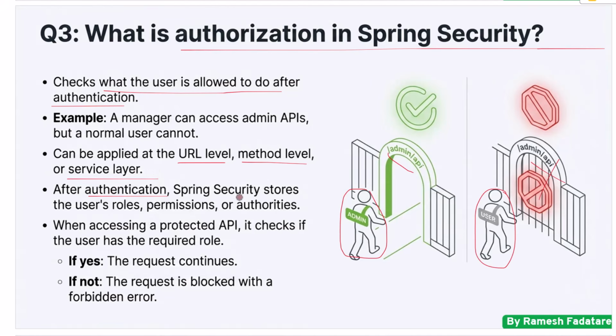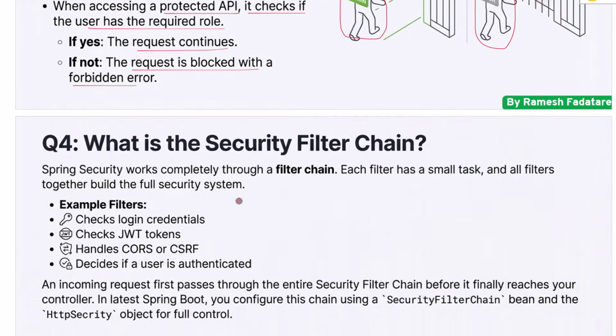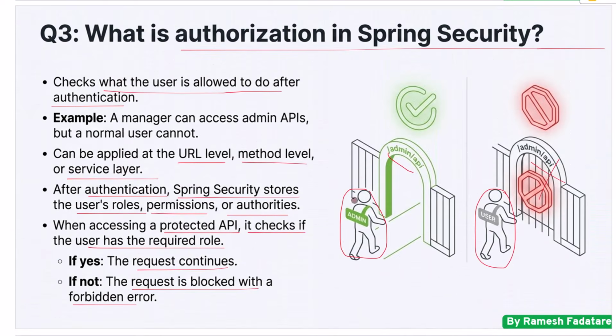After authentication, Spring Security stores roles, permissions, or authorities for the user. When the user tries to access a protected API, Spring Security simply checks if the user has the required role. If yes, the request continues. If not, the request is blocked with a 403 forbidden error. This ensures that even authenticated users cannot access things they are not allowed to use.